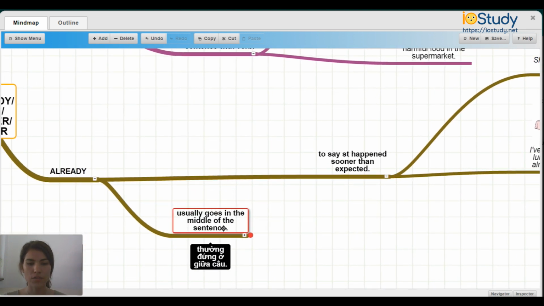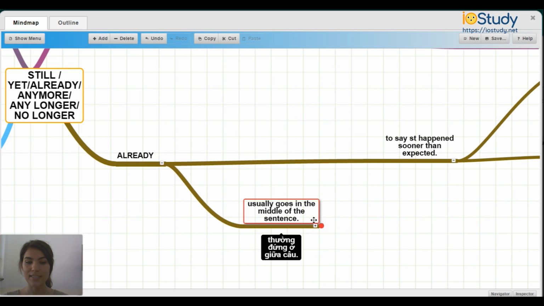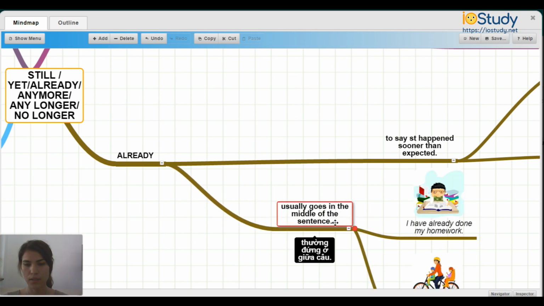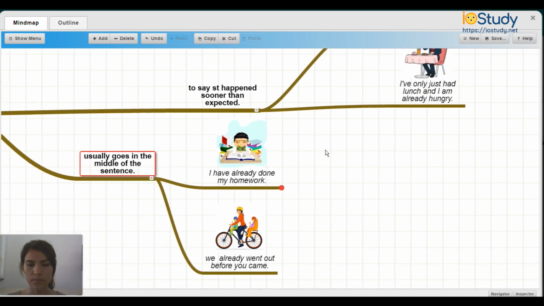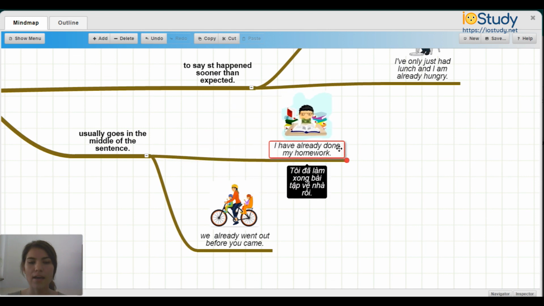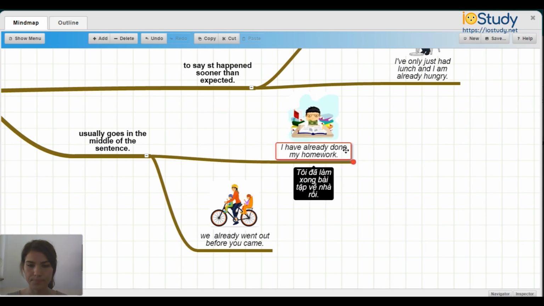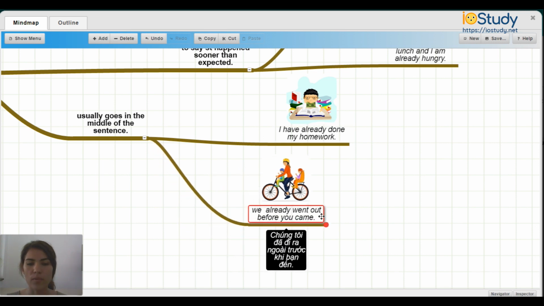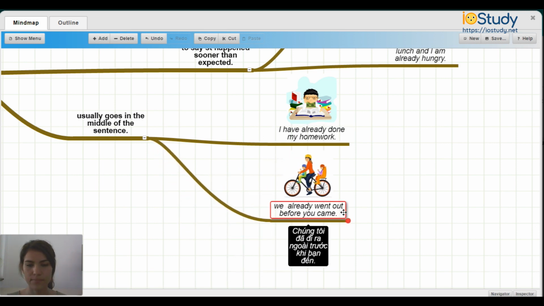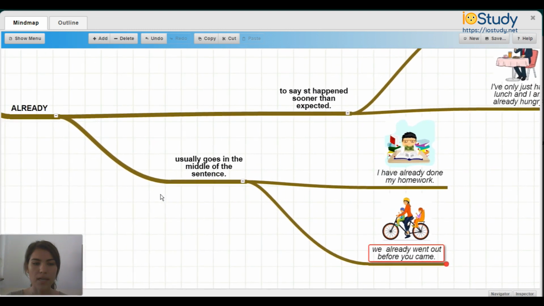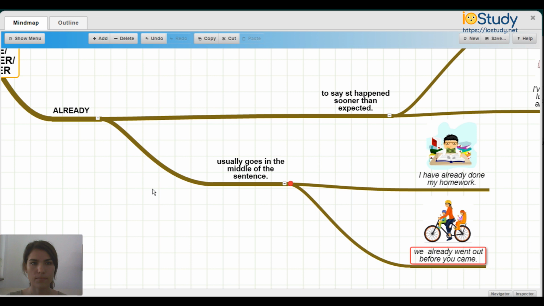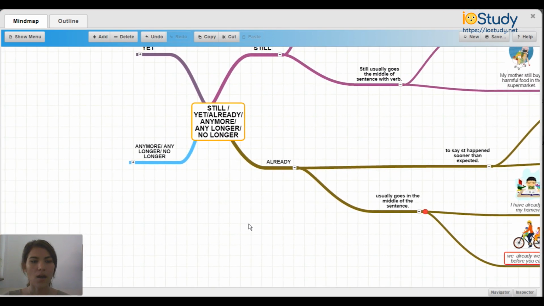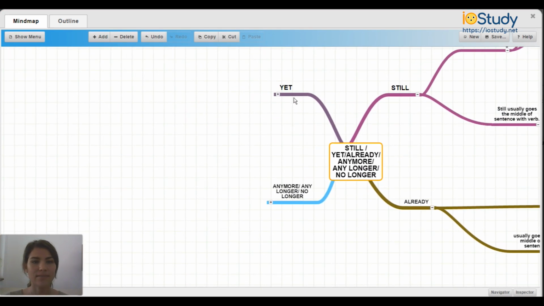Next, already usually goes in the middle of a sentence. So for example, I have already done my homework. And we already went out before you came. So both of these are using already in the middle of a sentence. Okay, now let's go on to yet.